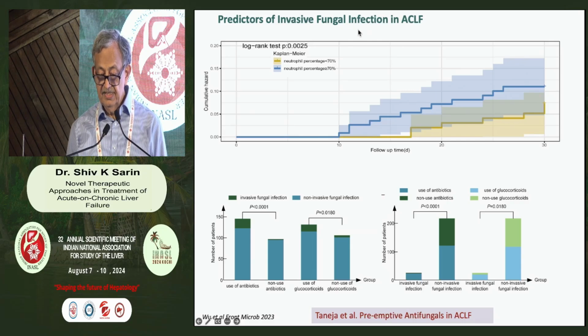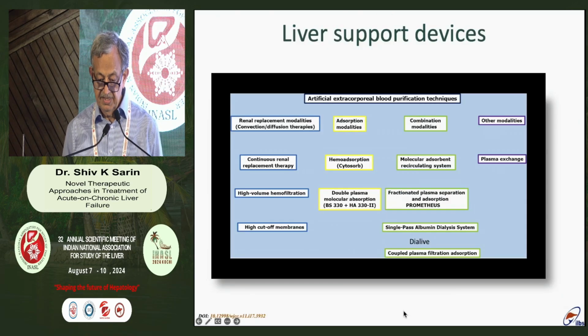What about fungal infections? Those who have a neutrophil count above 70% have more fungal infections. Rather the reverse of what we thought, we thought neutrophils may be good, but 70% means these are neutrophils which have not improved. Those who have received earlier steroids have more fungal infections, and those who have received antibiotics more. And Dr. Sunil Taneja and the group from PGI had shown preemptive antifungals may be helpful.